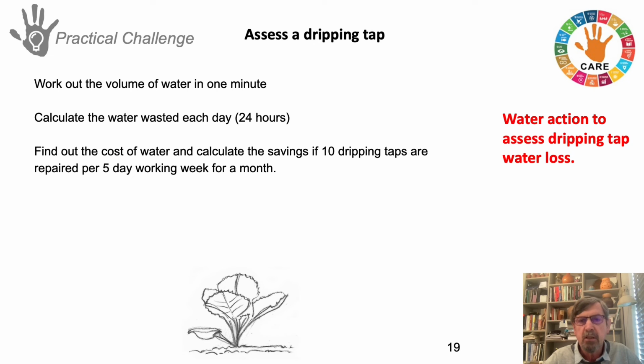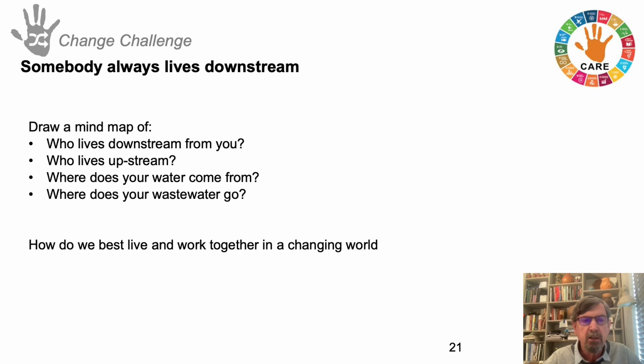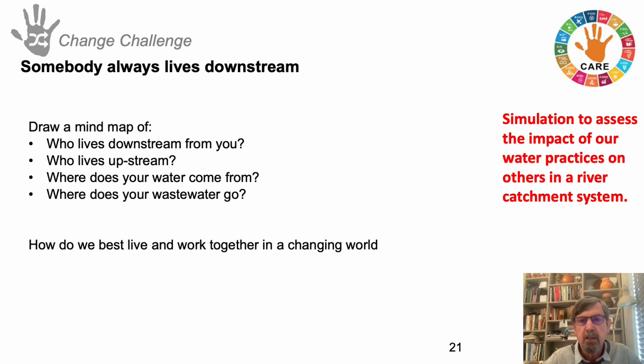With younger children, the kind of activities that were done was looking at how much water is lost through a dripping tap. With older children, the broader scope of the work was looking downstream. We all live downstream, and simulating the impact of our water practices on other river catchment systems, as well as dealing with the data of the assessment of the river in a local area.